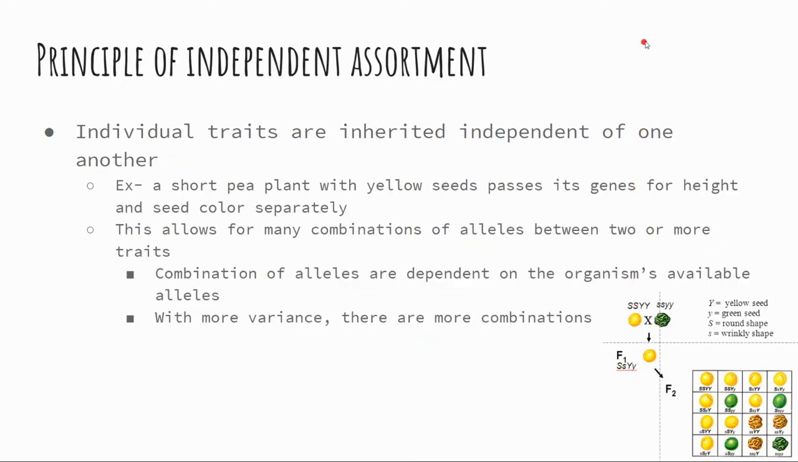The principle of independent assortment says that individual traits are inherited independent of one another. So for example, a short pea plant with yellow seeds passes its genes for height and seed color separately. You can be a short pea plant with yellow seeds, a short pea plant with green seeds, a tall pea plant with yellow seeds, or a tall pea plant with green seeds. Meaning the allele for height has nothing to do with the allele for color. It's not a bundled package, so to speak.